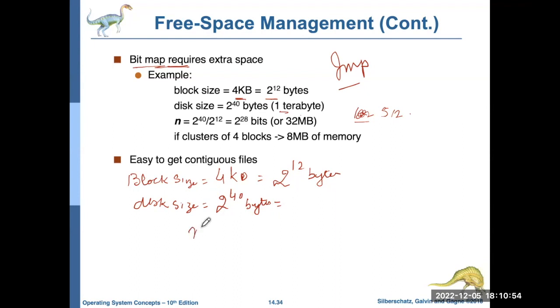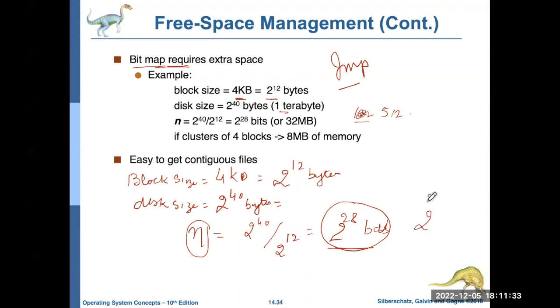Now for finding the vector size, we need to know that it is used for n blocks. Now we will find out how many blocks. So 2 raised to power 40, the size of the disk, divided by the block size 2 raised to power 12. So we come up with 2 raised to power 28 bits. So this many bits are needed in the bit vector.